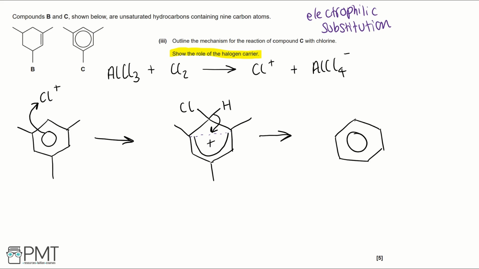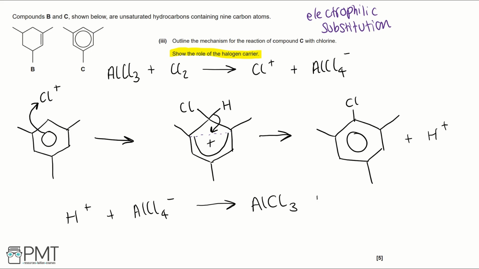So we're going to have our benzene ring reformed, our side groups stay the same, and then our chlorine is going to be added with our H+ that's been substituted. Now, this H+ is going to be added to our AlCl4 that we formed at the beginning, and we can reform our halogen carrier, so AlCl3, and then we're left with hydrogen chloride. So this is electrophilic substitution.